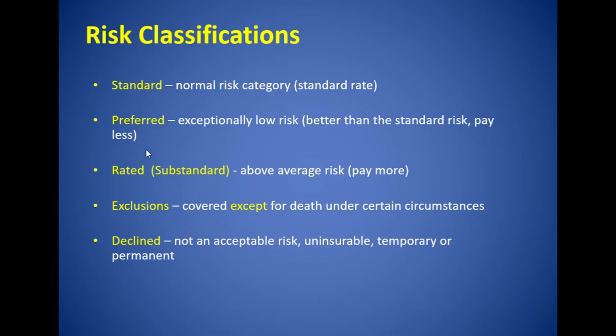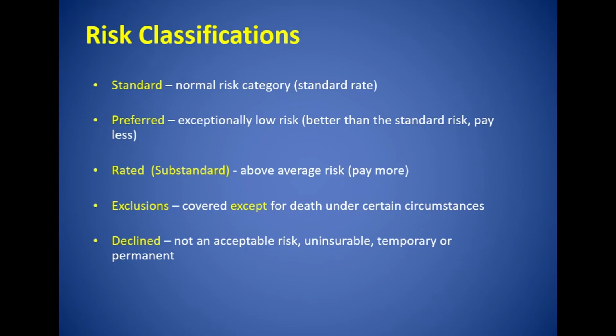There are some of us who are actually in the preferred category. We're exceptionally healthy. We're a much lower risk. Maybe we are an Olympic athlete, and so we're better than the average guy. And if we're better than the average, we may actually be charged less for our insurance.